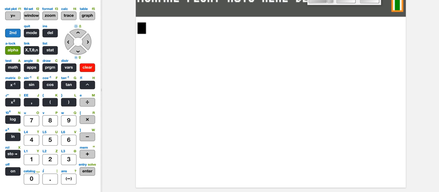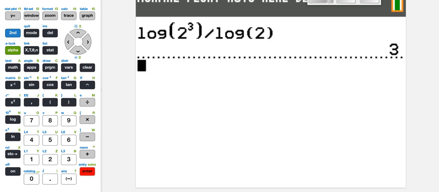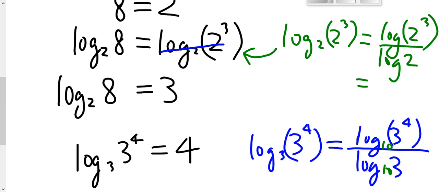So just log 2 raised to the power of 3, divided by log 2, close bracket, enter. That's 3, like what we got. Look at that, same thing. So for those of you who don't have a newer model, or who are using the older model of the calculator, it is okay. You just do an extra step to figure things out.